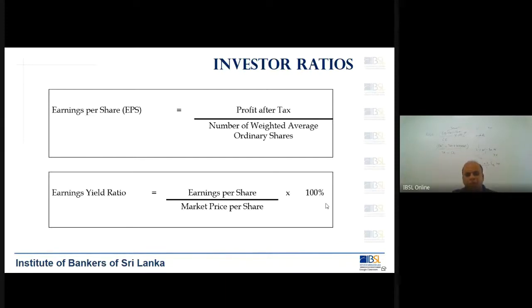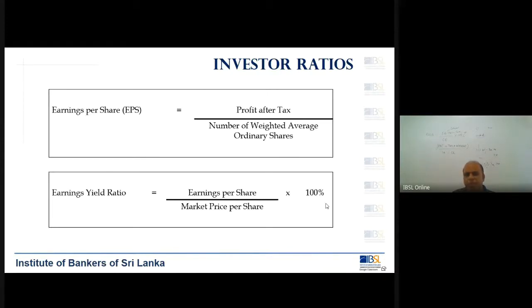And how do we calculate this? That is earnings per share, the ratio that you calculated at the top, divided by the market price per share. So let's say your earnings per share is 15 rupees and your market price per share is 75 rupees. So what is your earnings yield? Earnings yield will be 20%.